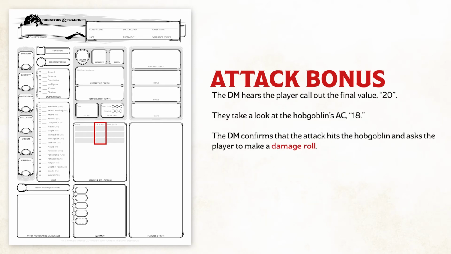The DM hears the player call out the final value, 20. They take a look at the hobgoblin's AC, 18. The DM confirms that the attack hits the hobgoblin and asks the player to make a damage roll.